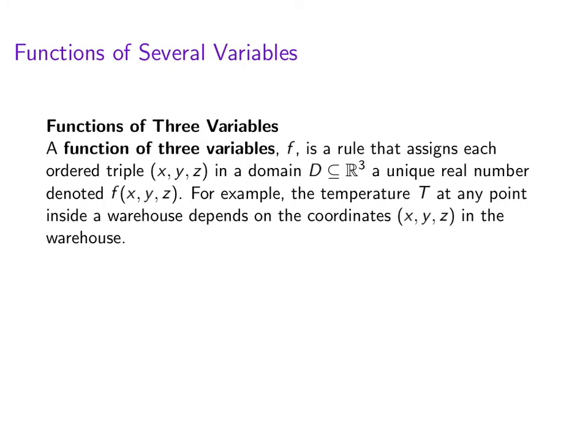So as an example, we could say that the temperature T at any point inside a warehouse depends on the coordinates of the point in the warehouse. Maybe if that point is closer to an air conditioning unit, the temperature will be lower.